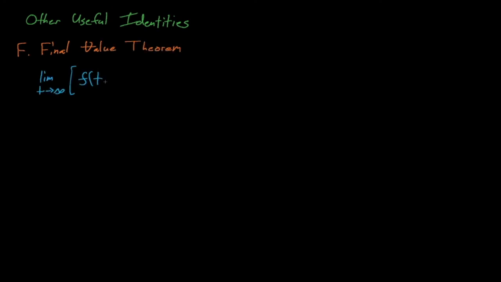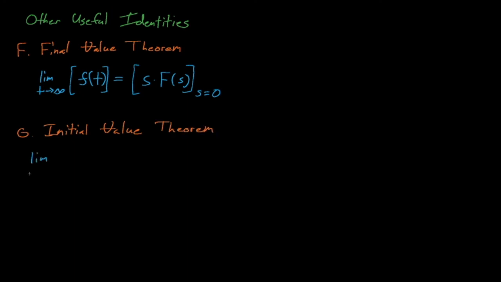We'll end by discussing two final identities, the final value theorem and the initial value theorem. The final value theorem states that the limit as t approaches infinity of f of t can be found by evaluating s times f of s at s equals 0. Conversely, the initial value theorem states that the limit as t approaches 0 of f of t can be found by evaluating s times f of s at s approaching infinity.